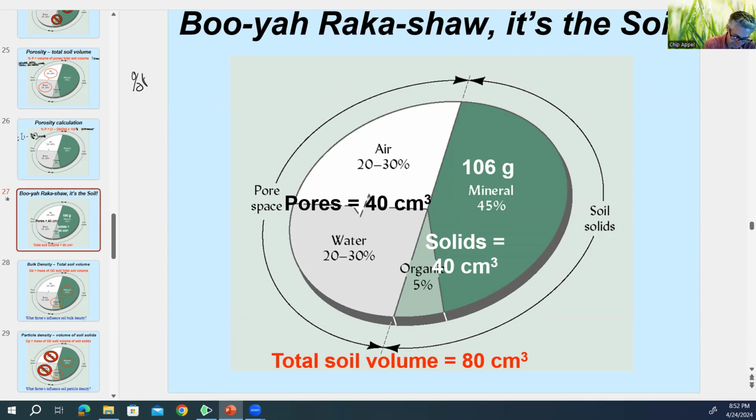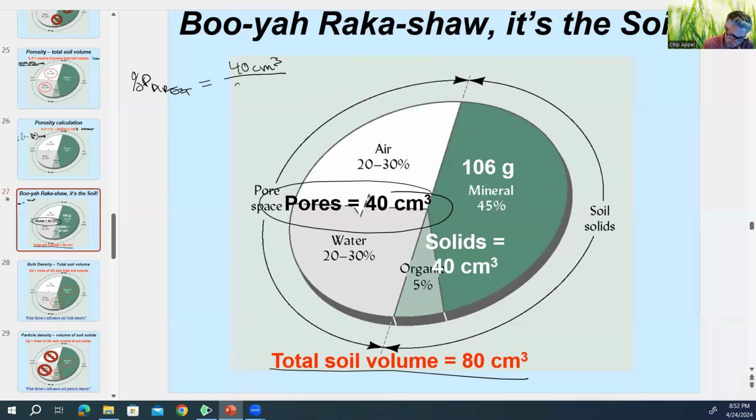So percent P direct, right, is the volume of pores. The volume of pores is given here. That's 40 cubic centimeters, divided by the total soil volume, which is given down here. That's 80 cubic centimeters. So it's the volume of pores divided by the total soil volume times 100%. And of course, it's 50%. Simple, easy, painless.